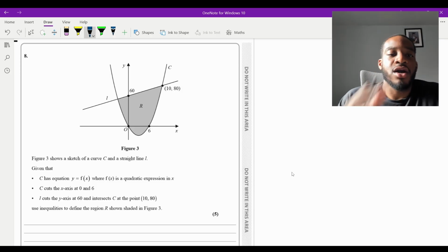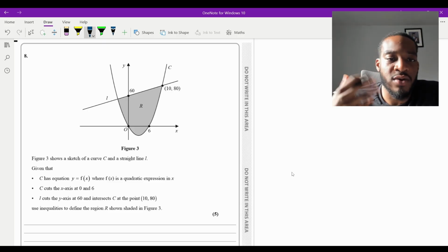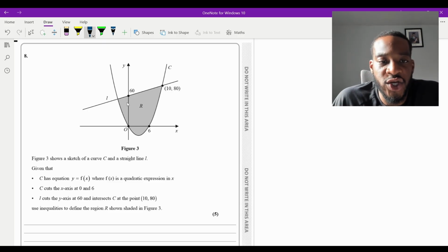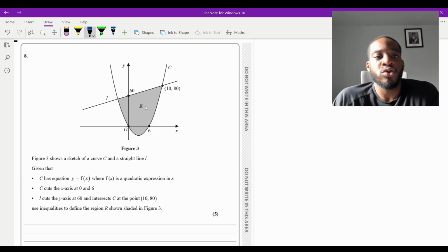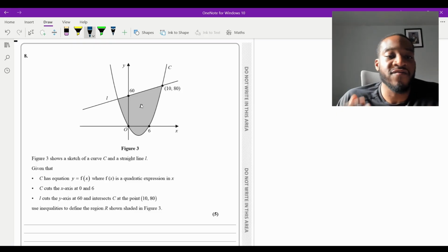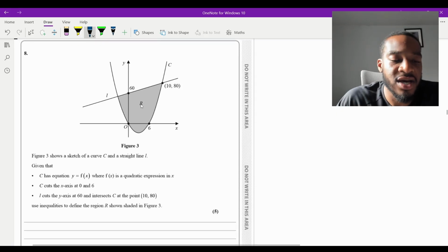Okay, so if I'm doing this question, what I would do is, if I'm looking at the graph, the region R I can see is bounded by the line at the top and by the quadratic at the bottom, isn't it? So what I would do is define the region R just in terms of what I can see.